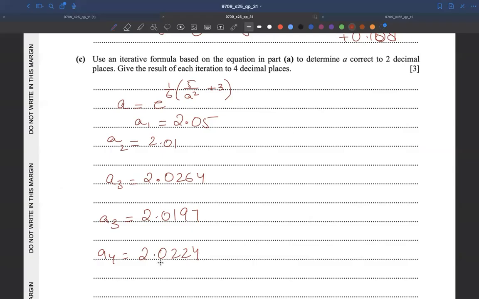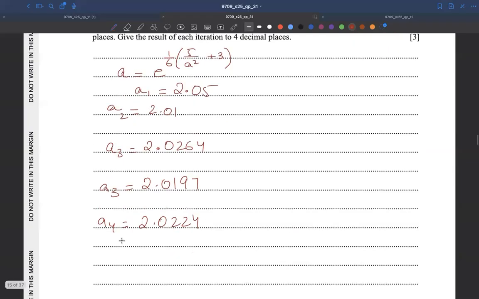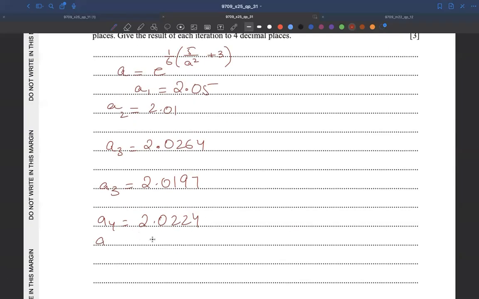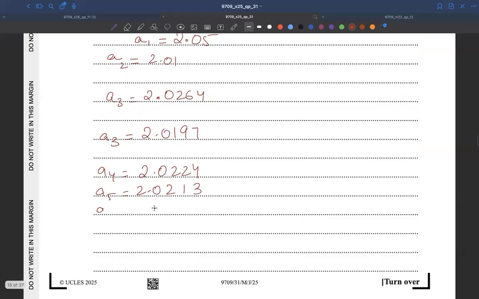So we have to make sure we get our answer the same, correct to two decimal places. So substituting this back again, we get 2.0224 and we get again 2.0213. Let's do it one more time to make sure the answer is the same to the second decimal place. So 2.0213, and we are getting again 2.02175. So again we are getting the answer to two decimal places. So the final answer for A will be 2.02.